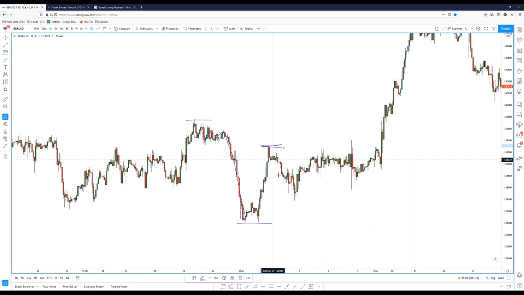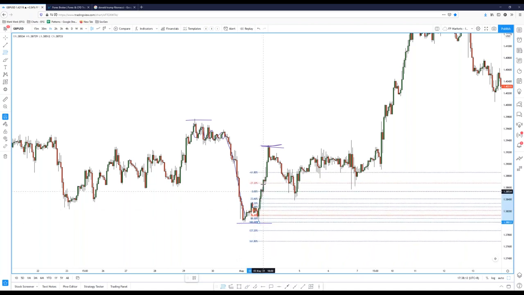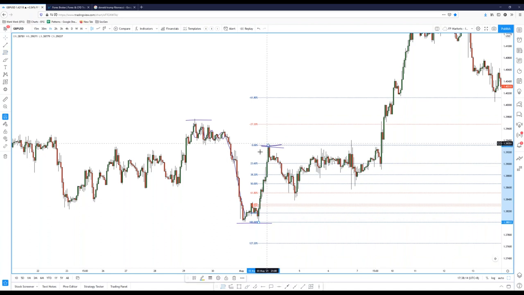I want to know how far price is coming back. I take a retracement from the low. Draw in the direction of the movement. Okay, look at that. Price comes down, taps the 61.8, and then continues going higher. All right, so of course, this is a bit of hindsight bias, right?